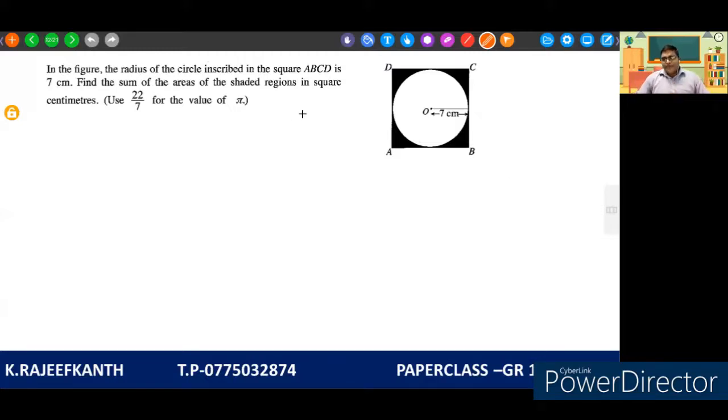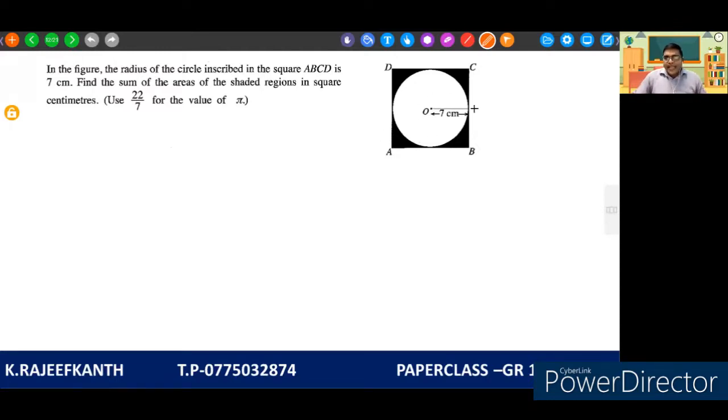So how can we find it? First we have to find the area of this square. Then we have to find the area of this circle. Then if we subtract the area of the circle from the area of the square, we can find the area of the shaded region. So how can we find the area of this square? Because we don't know the length of the square, and we only know the radius of the circle.